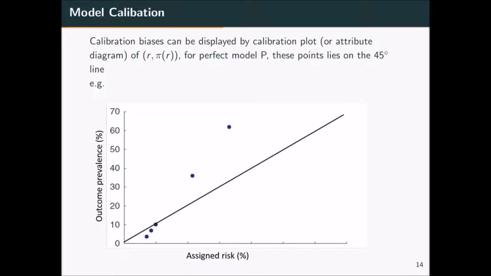Calibration can also be displayed by an attribute diagram, which is a diagram constructed by points of assigned risk and outcome prevalence. For a perfect model, these points lie on the 45-degree line. The picture shows the attribute diagram that assigns the risk calibrated in population A by Model 1 to population B. As A and B have different population distributions, the calibration bias is shown in the diagram.